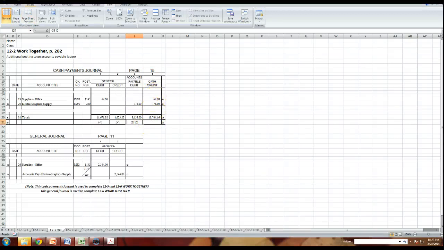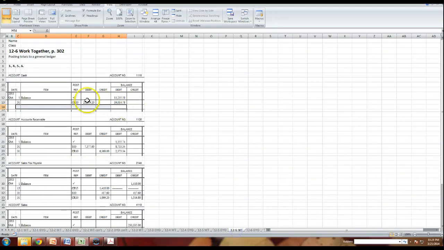Okay, last thing we need to do is we need to go post this credit in the cash account of the general ledger. So it is a credit for 18,704.16. So back to our general ledger. It is the 31st. It's in our cash payments journal, page 10. It was a credit for 18,704.16, I believe. You know what? Why didn't I just do this from the beginning?